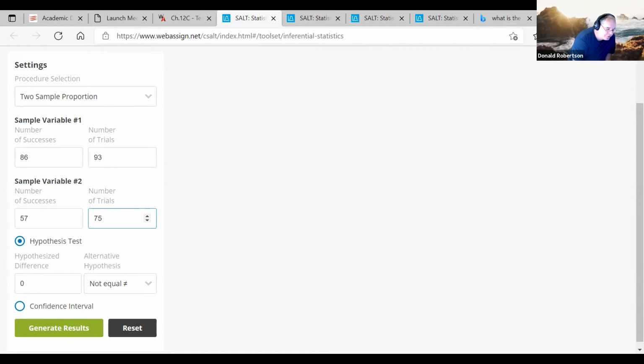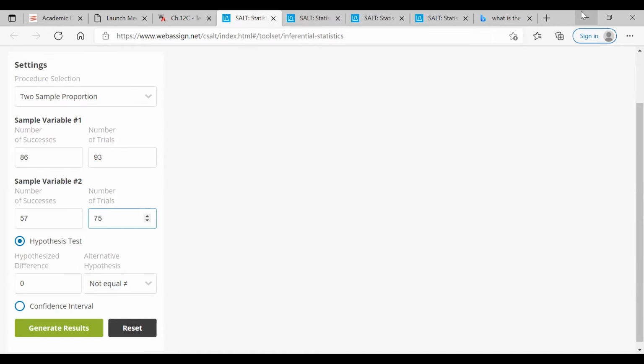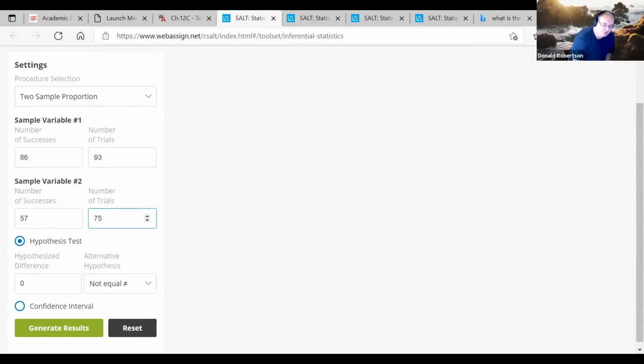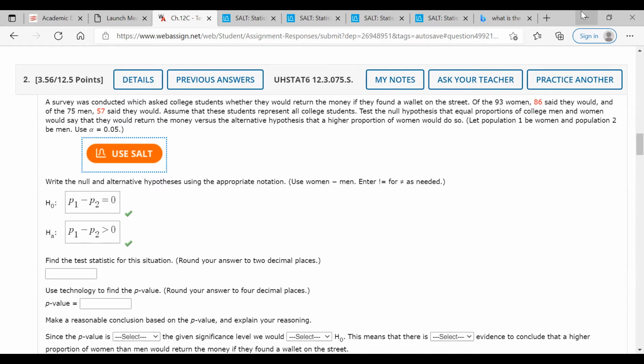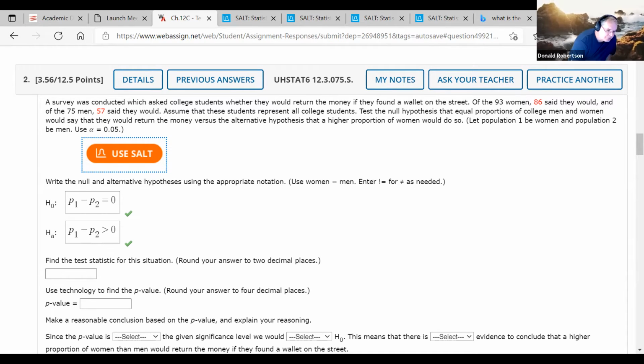One says hypothesized difference, and the other says alternate hypothesis. So if you go to the question, we'll show you what those things are and how we know what they are. Now, do you notice in the one that you've got the null hypothesis, P1 take away P2 equals 0, and then the alternate is that they're greater than 0.